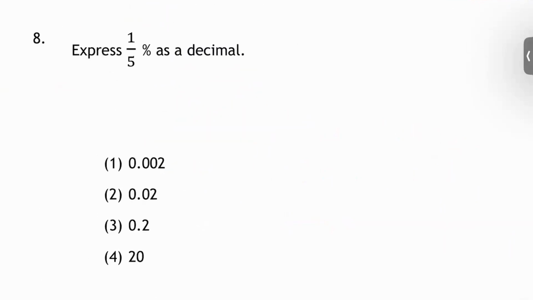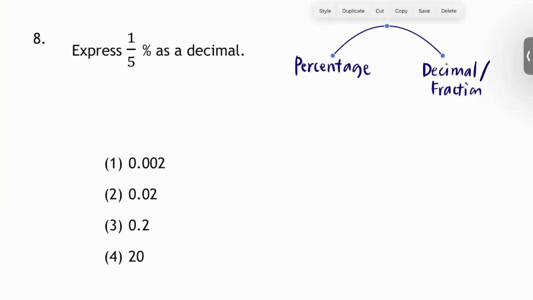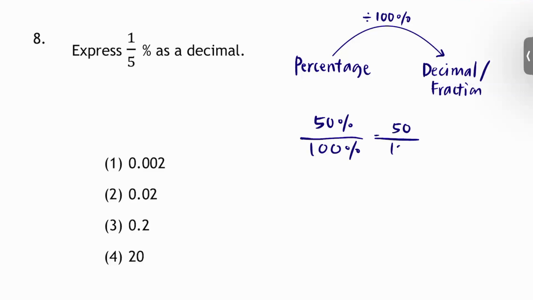Next, express 1/5% as a decimal. So this is percentage conversion. Quick recap. When we want to convert a percentage to a decimal or a fraction, we need to divide by 100%. What does this mean? For example, 50%. To convert to a fraction, we divide it by 100%. So the symbols are gone now. 50 over 100 is 1/2. That's how we get 50% converted to a half in fraction.